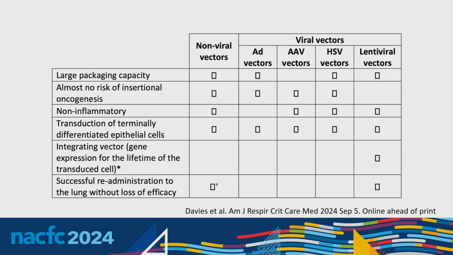Lentiviral vectors are ones that tend to integrate more, so there is more concern about insertional oncogenesis, and there are a lot of modifications that have been made to the virus for gene therapy to try to decrease that risk. And then how much inflammation, again, that gets back to adenovirus was not so great because it did produce more inflammation. They all transduce terminally differentiated epithelial cells pretty well. And then the integrating vector.